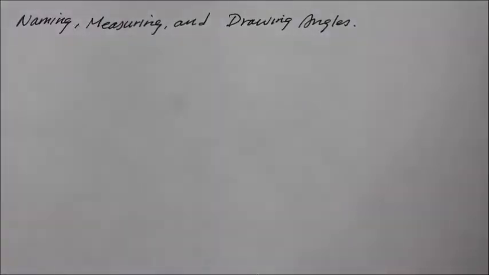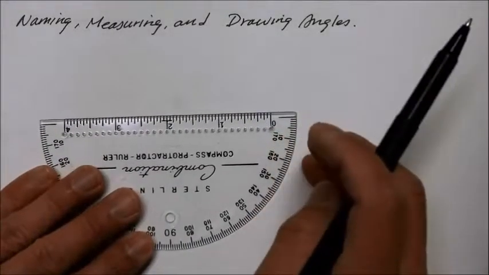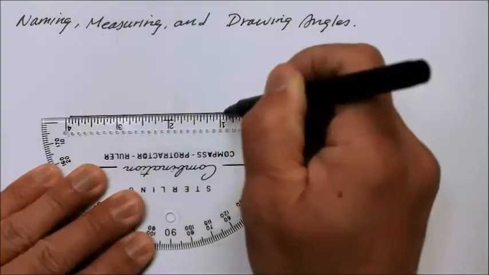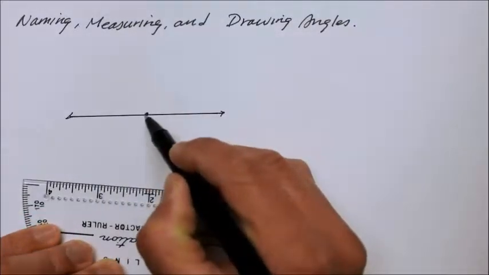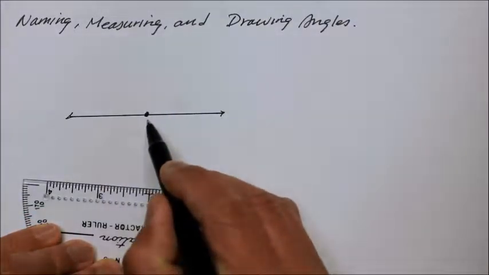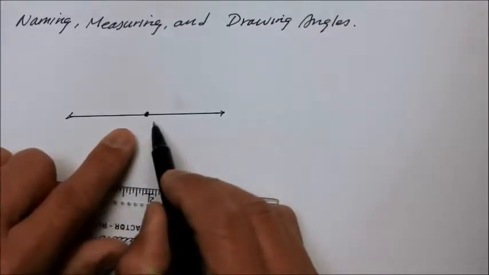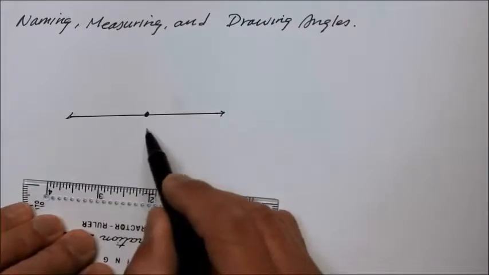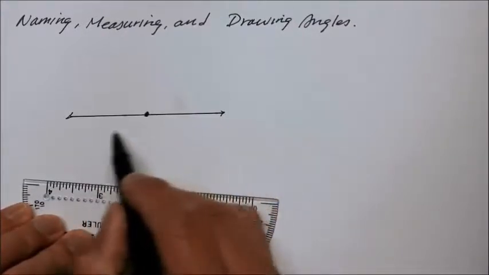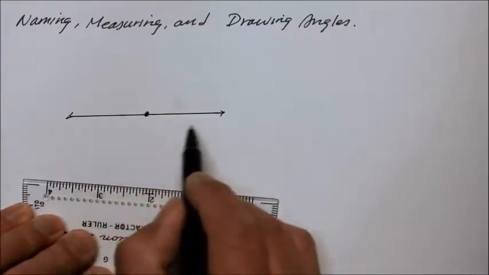Hi! This instructional video is a continuation on naming, measuring, and drawing angles. If you were to have two rays connected at an endpoint, such as right here, which is called the vertex, and if those rays were in exact opposite directions, which forms a straight line, of course, this is now called a straight angle. We talked about that in the last segment. This is a straight angle.